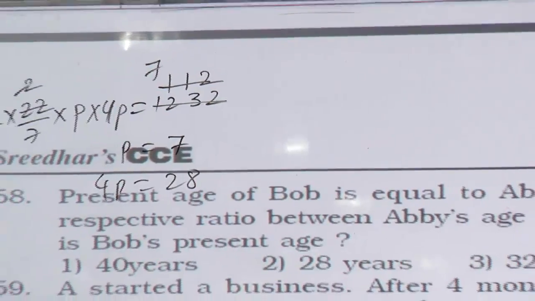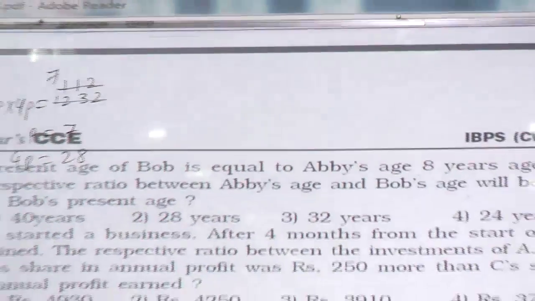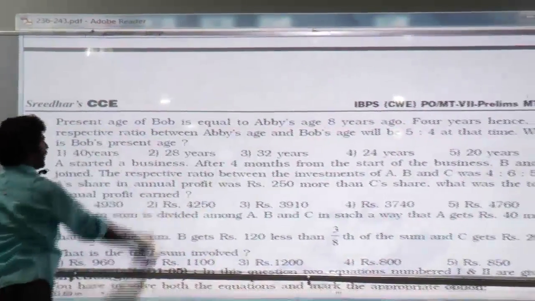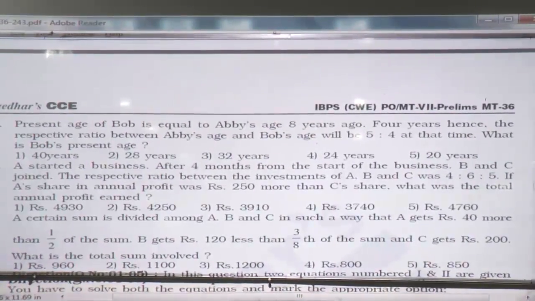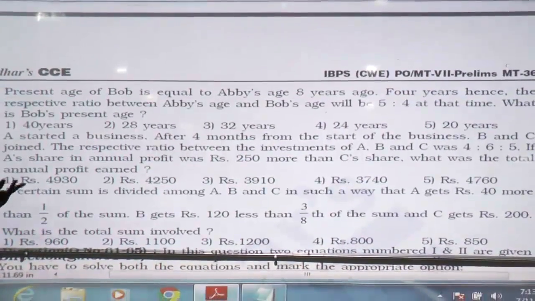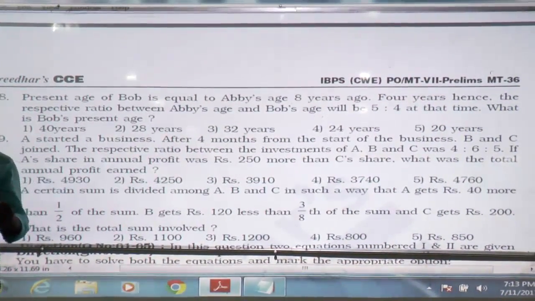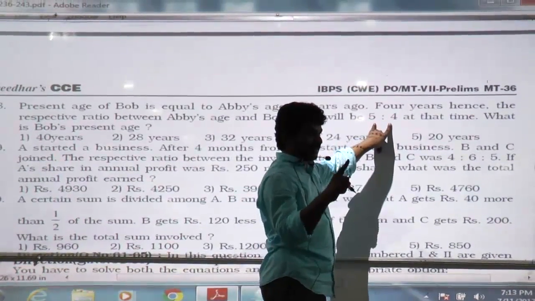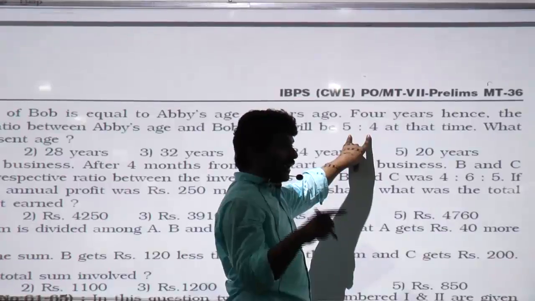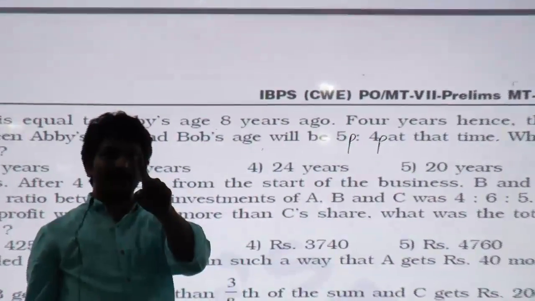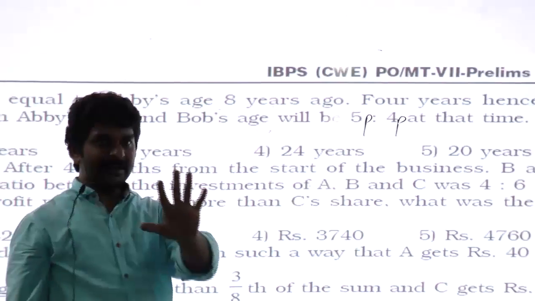Now the present age of Bob is equal to Abby's age 8 years ago. In the sense their age difference is 8 years. 4 years hence the respective ratio between Abby's age and Bob's age will be 5:4. Age difference between any two persons in any particular year should be the same. So here the difference should be equal to 8 years. 5 parts and then 4 parts. Difference is 1 part. 1 part is 8 years.